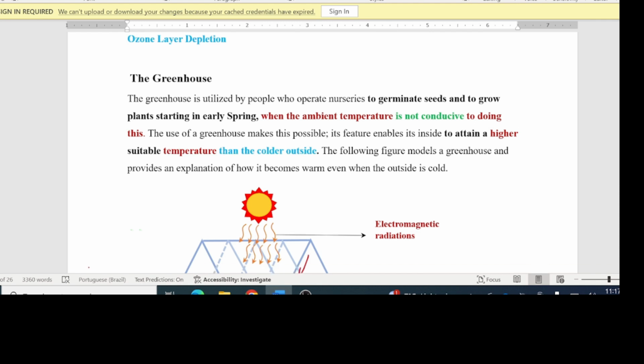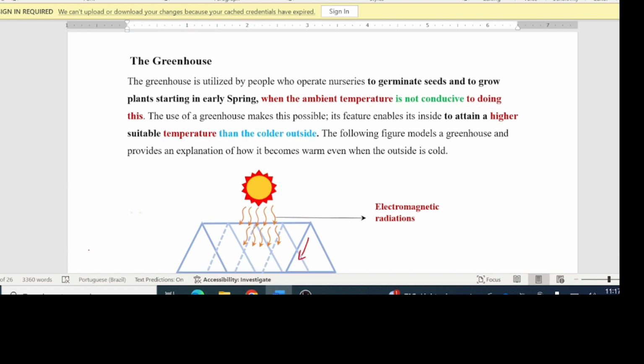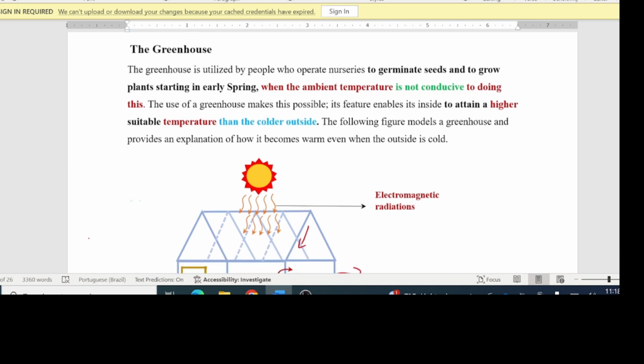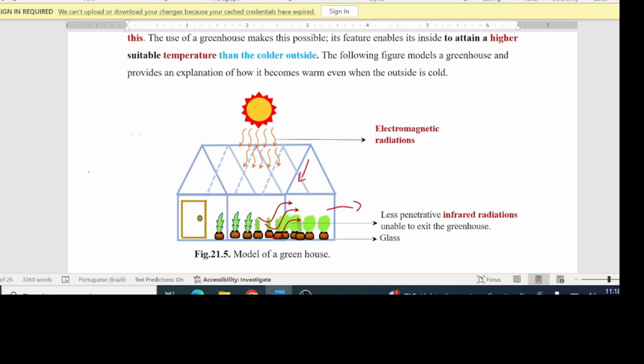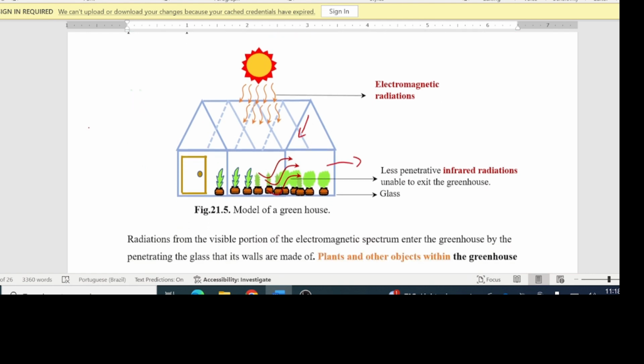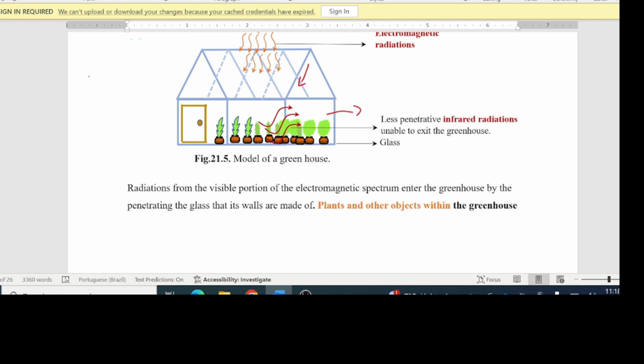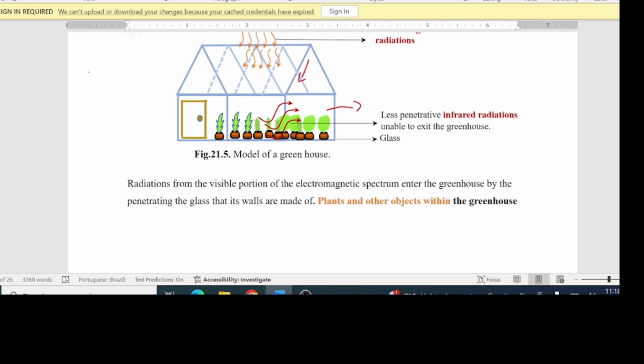The following figure models a greenhouse and provides an explanation of how it becomes warm even when the outside is cold. So this here is a model of the greenhouse, and we'll come back to that after we have given this explanation below. Radiations from the visible portion of the electromagnetic spectrum enter the greenhouse by penetrating the glass that its walls are made of.